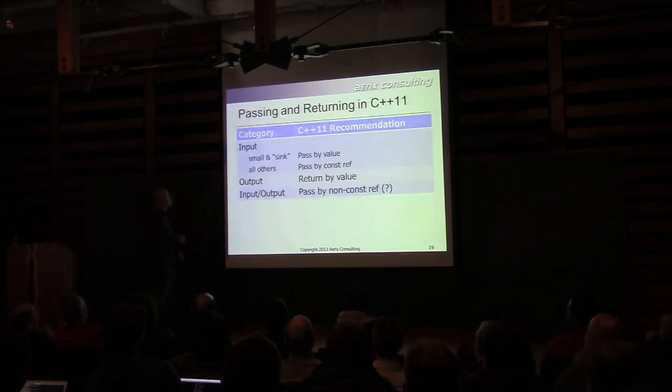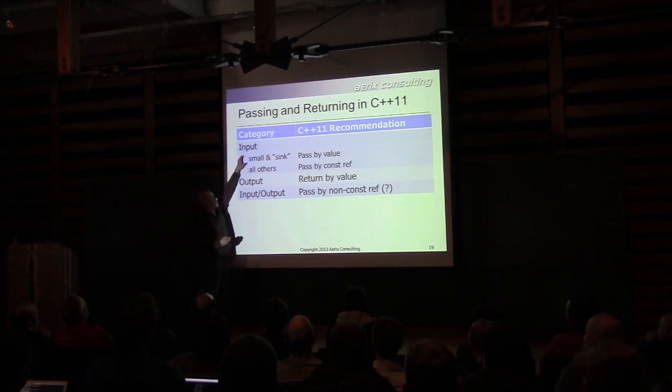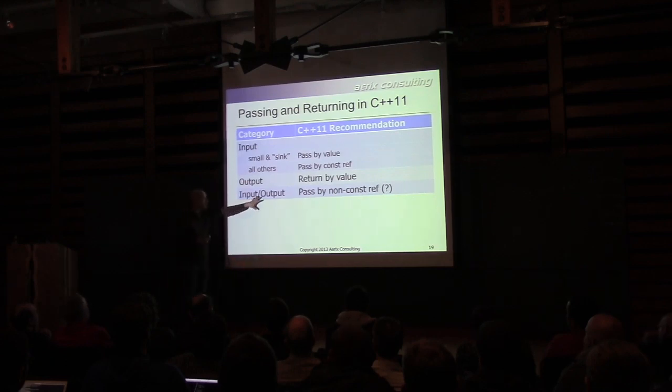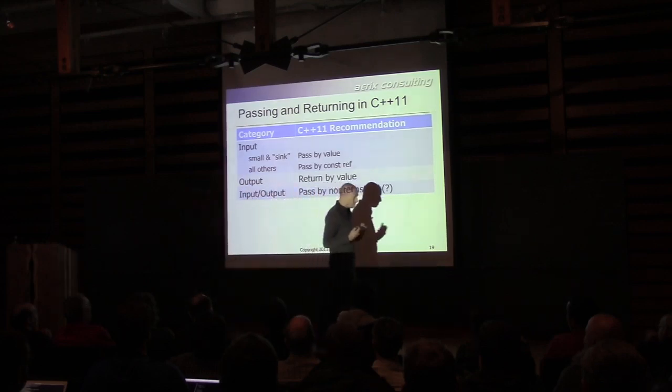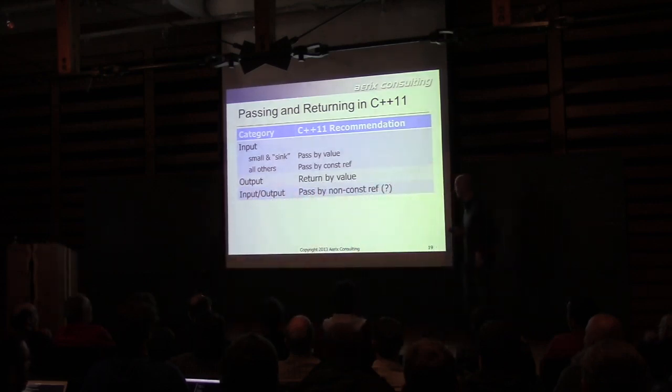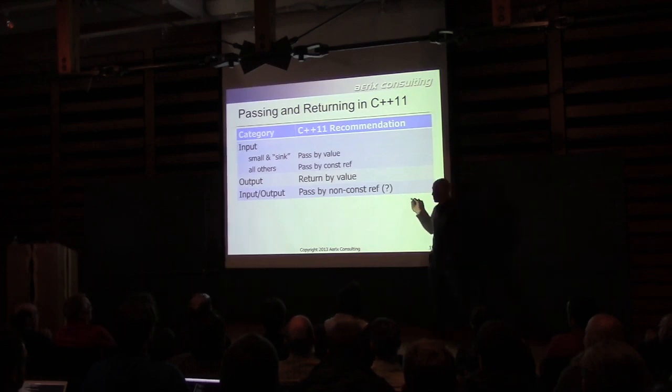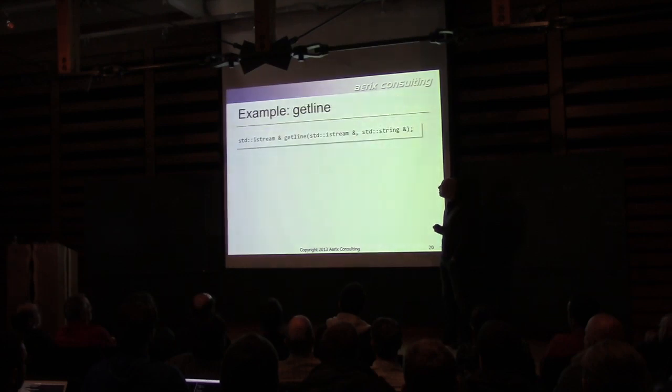Okay, so here's what we have so far. Input parameters: small and sync are passed by value, all others are passed by const ref. And since we have cheap to move types, I think output parameters should be returned by value. And now we have these weird input-output parameters. We haven't really said anything about them yet. Pass them by non-const ref, I guess, right? That's kind of unsatisfying, because it hurts composability. And what do I mean by that?